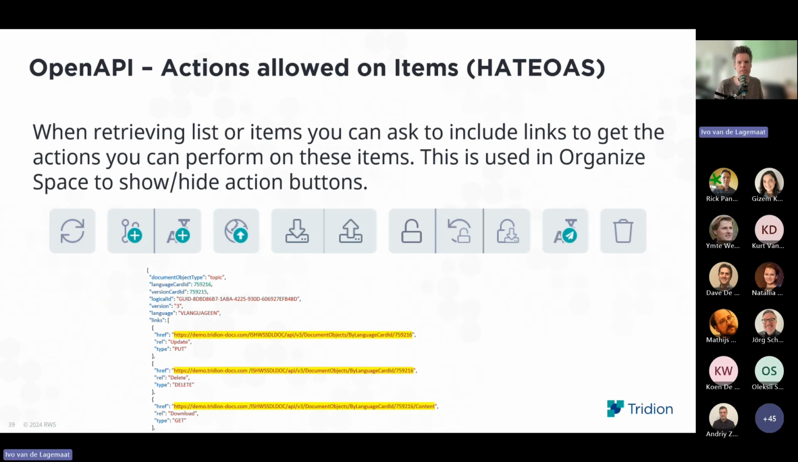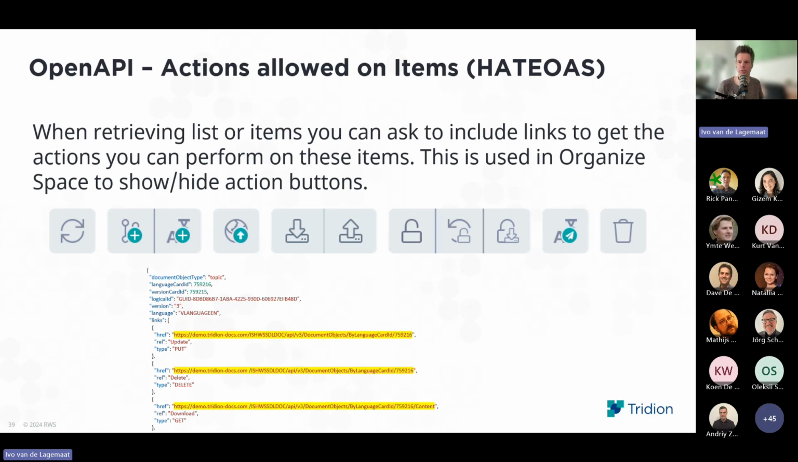One of the last things I want to mention is the allowed actions on items. That also drives our buttons in the organized space. Sometimes you see them appearing, sometimes disappearing, depending on what you selected. If you ask for an item or for a list, you can also set a property include links, and that will give you the links showing what is possible with this particular item. In this example, they can update it, but also delete.